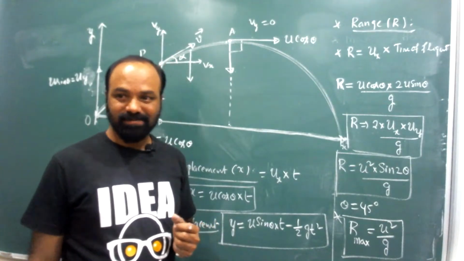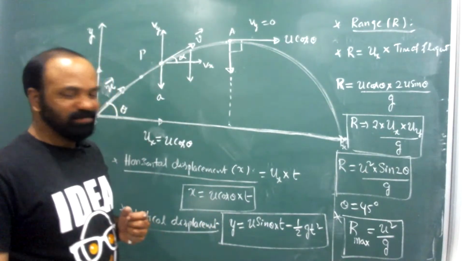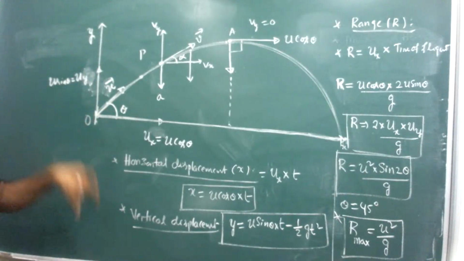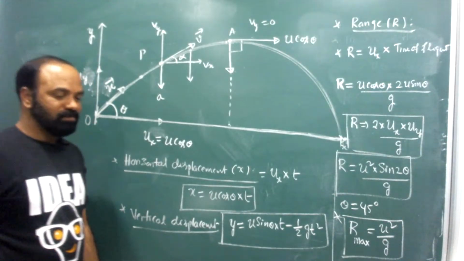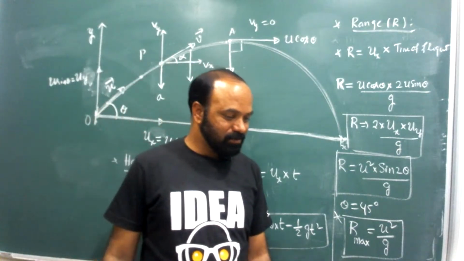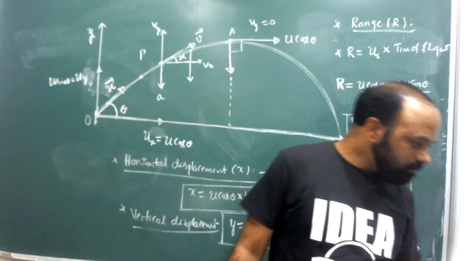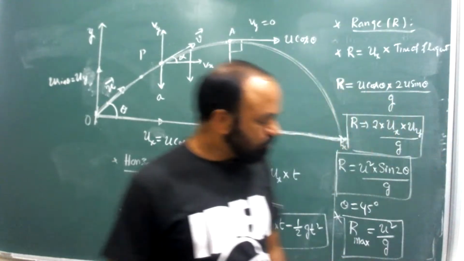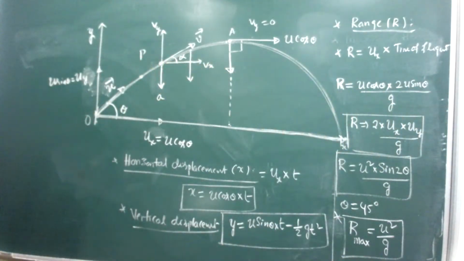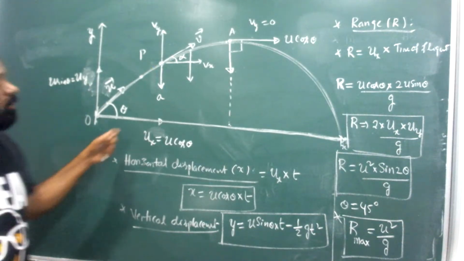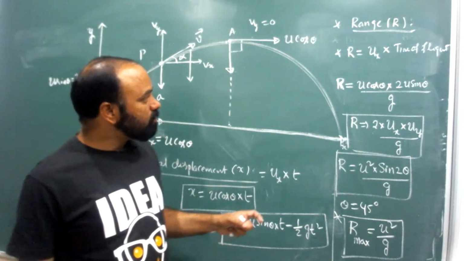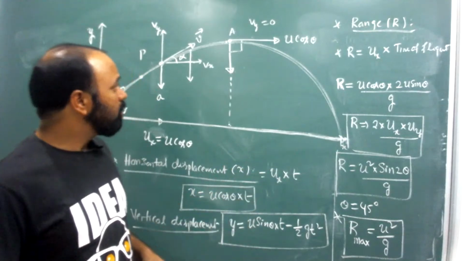So if range is minimum, the range is equal to 0. So these are the fundamentals we should learn about this.